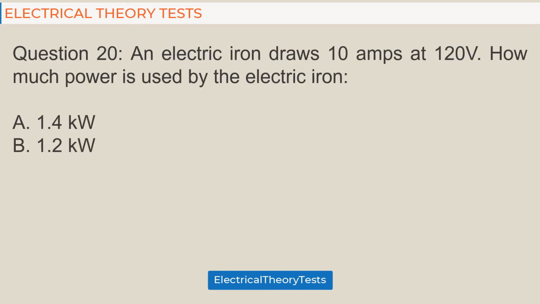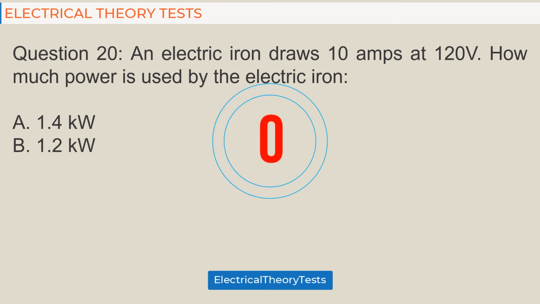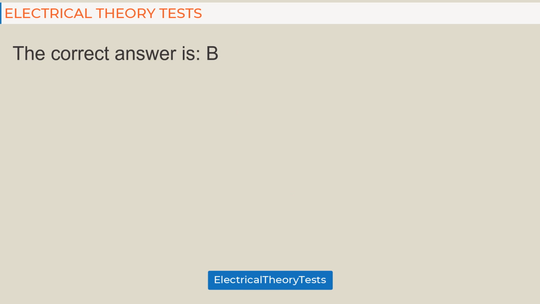Question 20. An electric iron draws 10 amps at 120 volts. How much power is used by the electric iron? A. 1.4 kilowatts. B. 1.2 kilowatts. The correct answer is D.